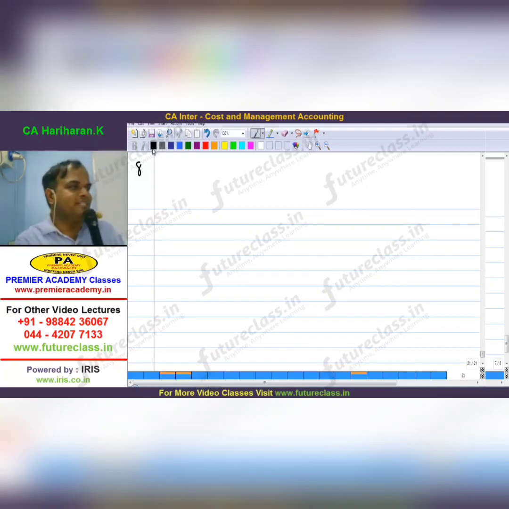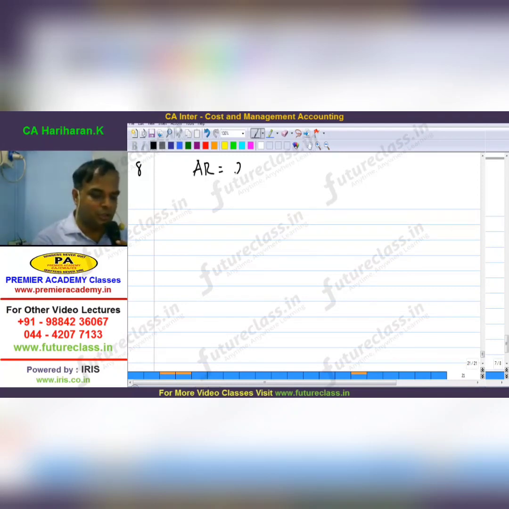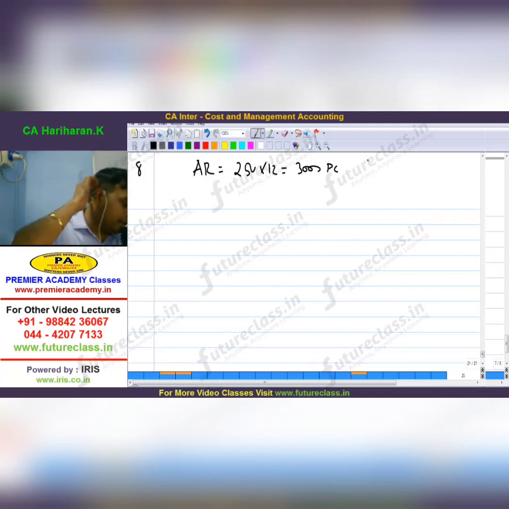Monthly usage 250. Therefore, per annum how much? 1000. Okay. So, annual requirement is equal to 250 into 12. Comes to how much? 3000 pieces. Cost of placing and receiving order 60. Carrying cost alone you have to compute. 10% on 10 rupees is equal to carrying cost.